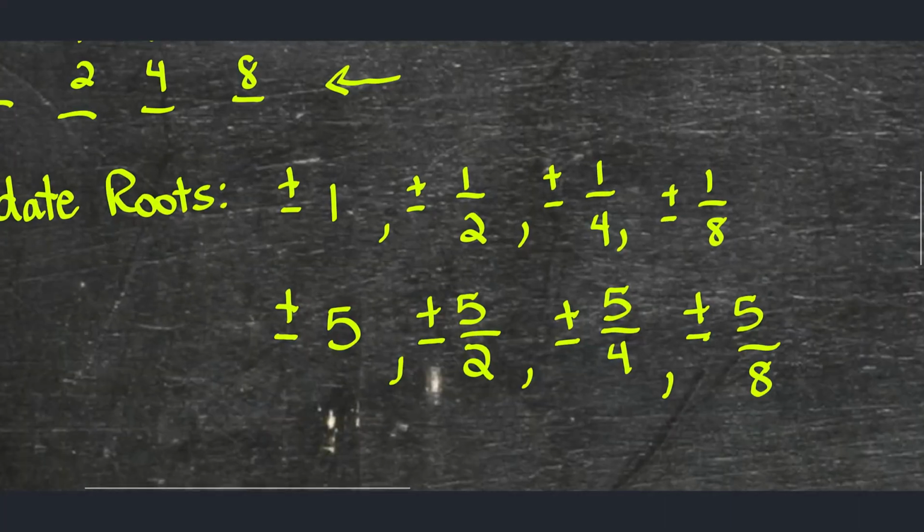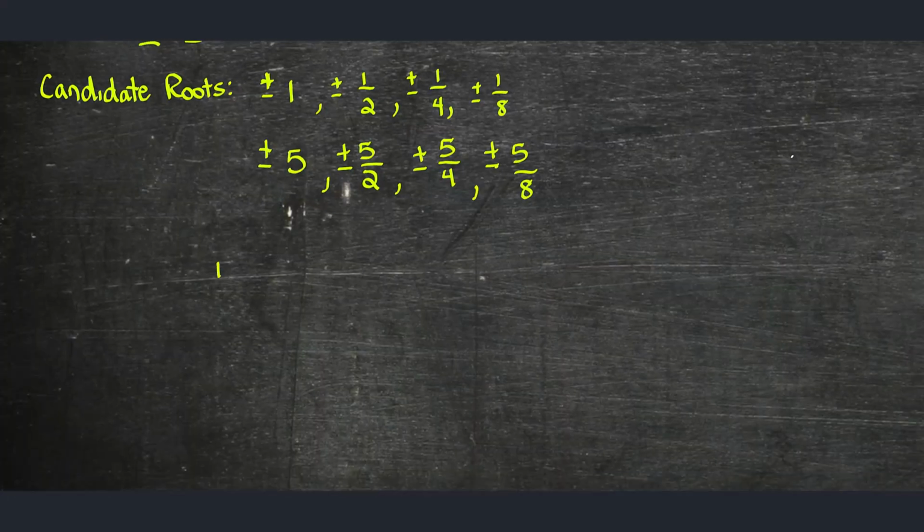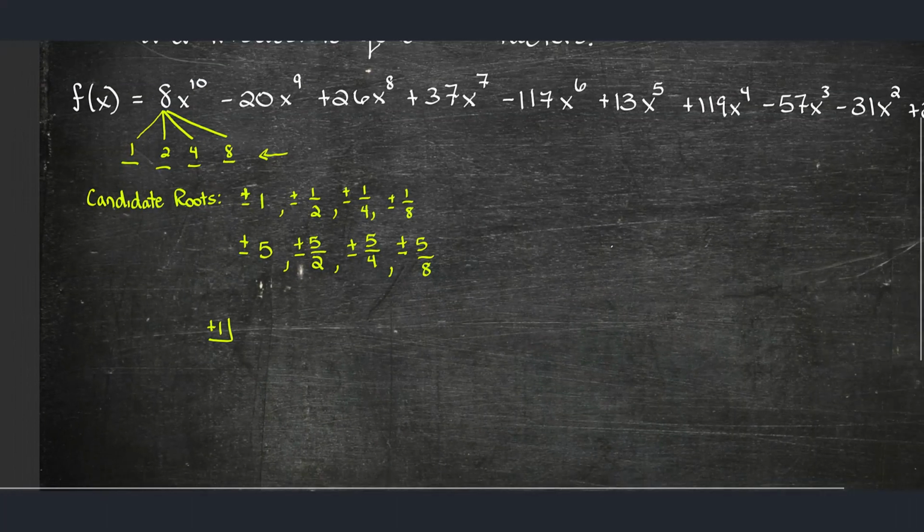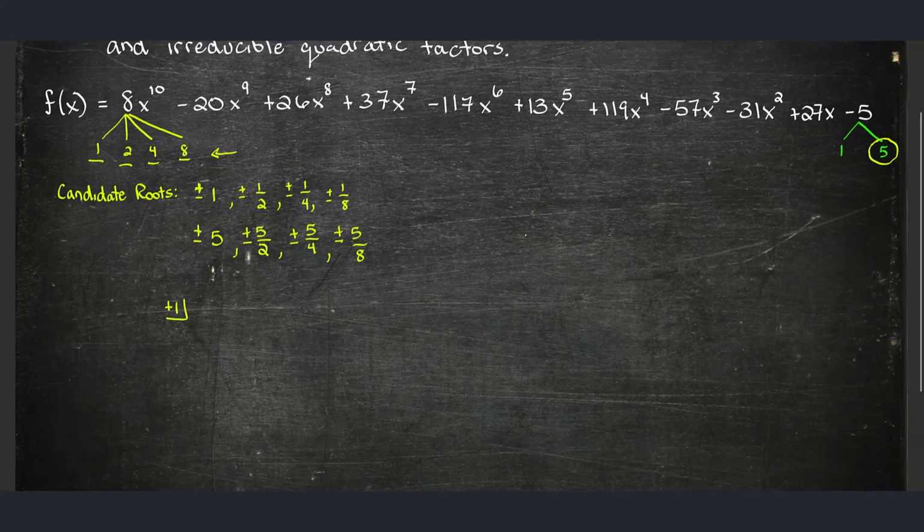I'm going to start again with the positive 1. So I'm going to just test plus 1. See if 1 is a root or a zero of our given polynomial. If it is, then x minus 1 is a factor via the remainder theorem. Also via the factor theorem, technically.